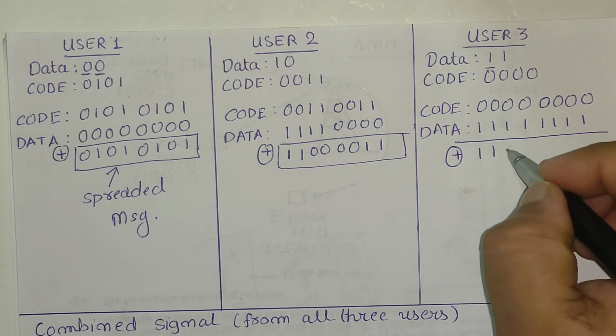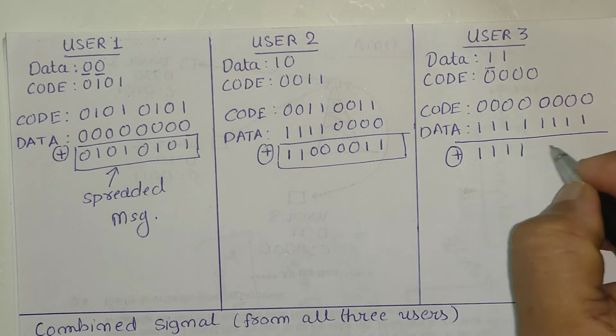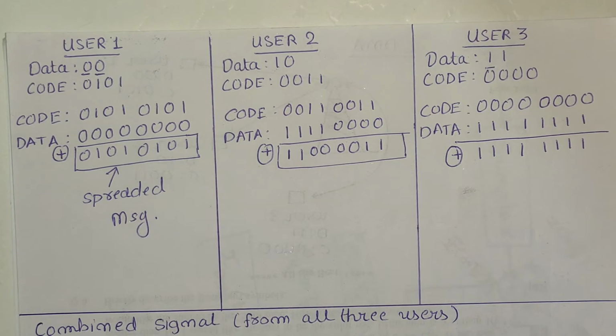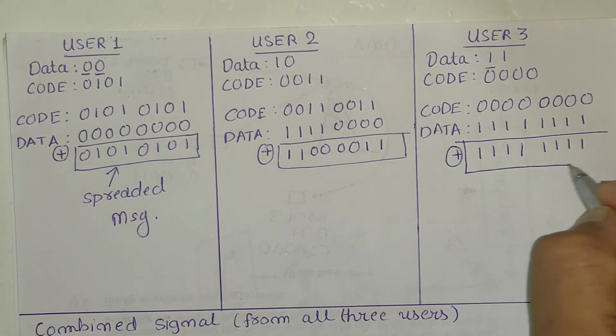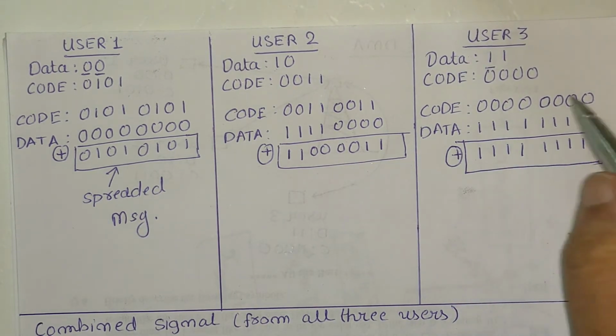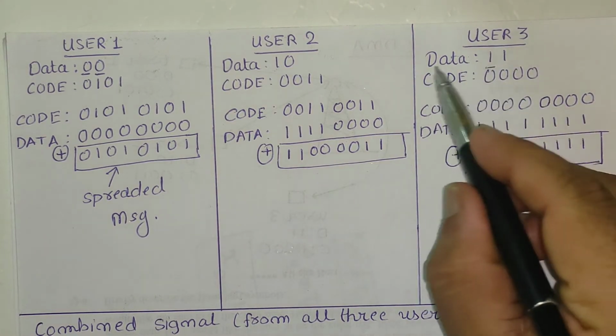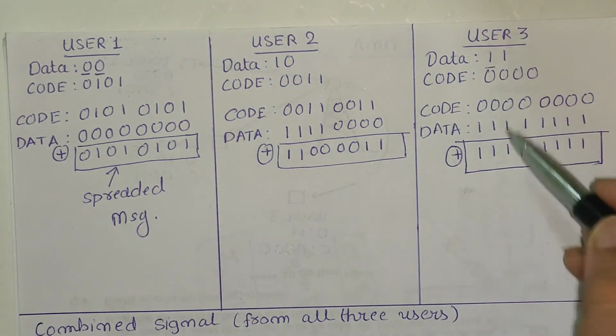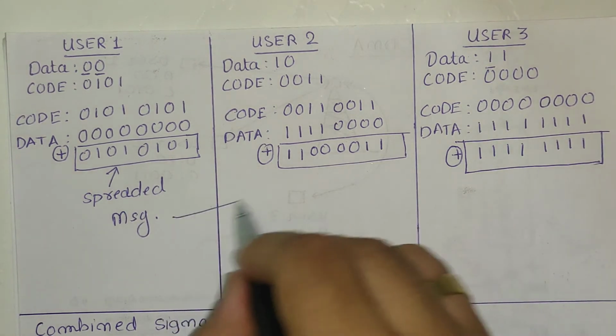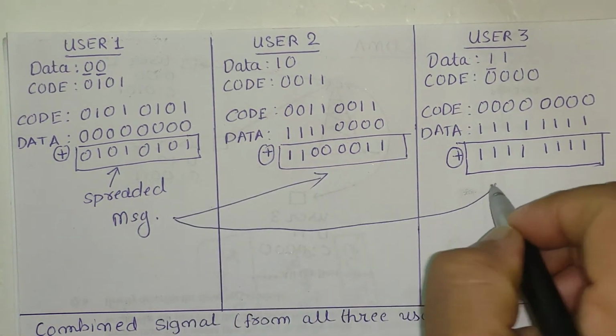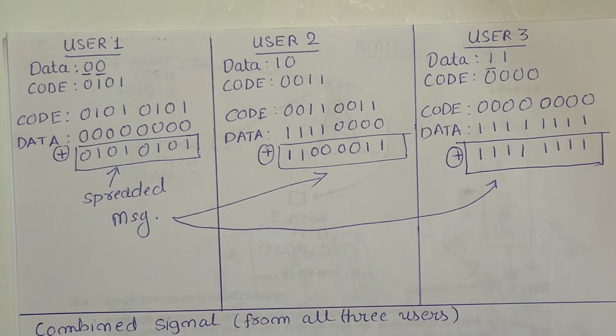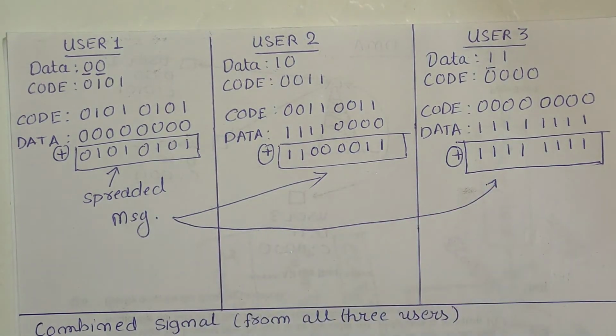Here, if you apply the basic XOR operation, it will come up as all ones. So this is going to be my spreaded message from this original message. This is the original message or data you want to transmit, and this is my spreaded message. This is how I initially perform this task individually for each and every user. Now I want to send a multiplex signal, if you remember.